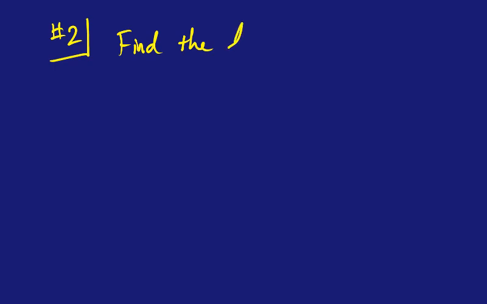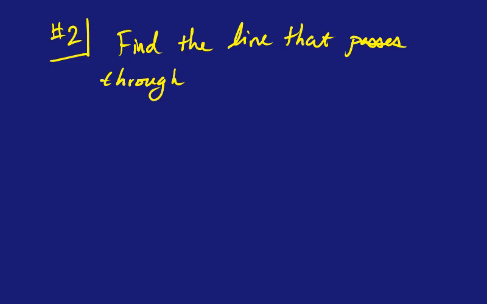Find the line that passes through (-1, 4) and (3, 12). Okay, (-1, 4) and (3, 12).